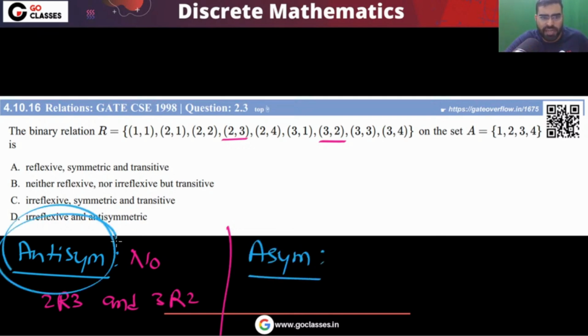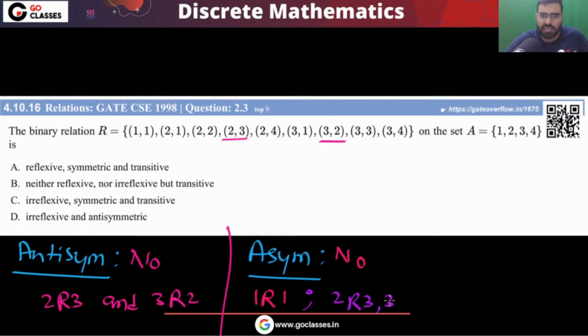Remember, not antisymmetric does not automatically imply not asymmetric. You can see that this is not asymmetric because the reflexive pair is not allowed. Either you can take this reason, or you can take this reason that 2 is related to 3 and 3 is related to 2. So this is not asymmetric. Okay, now what about the next?